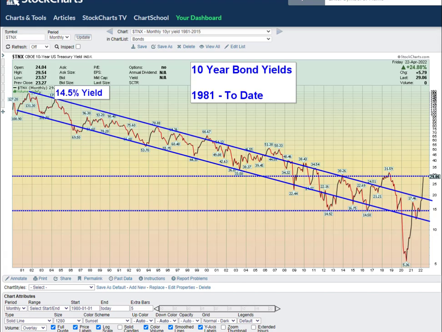I think Alphabet, Microsoft, Facebook. I don't have the list memorized. The calendar is on the blog site, so you can go there and get the big names and the actual dates that they report. So let's just do a quick macro review.